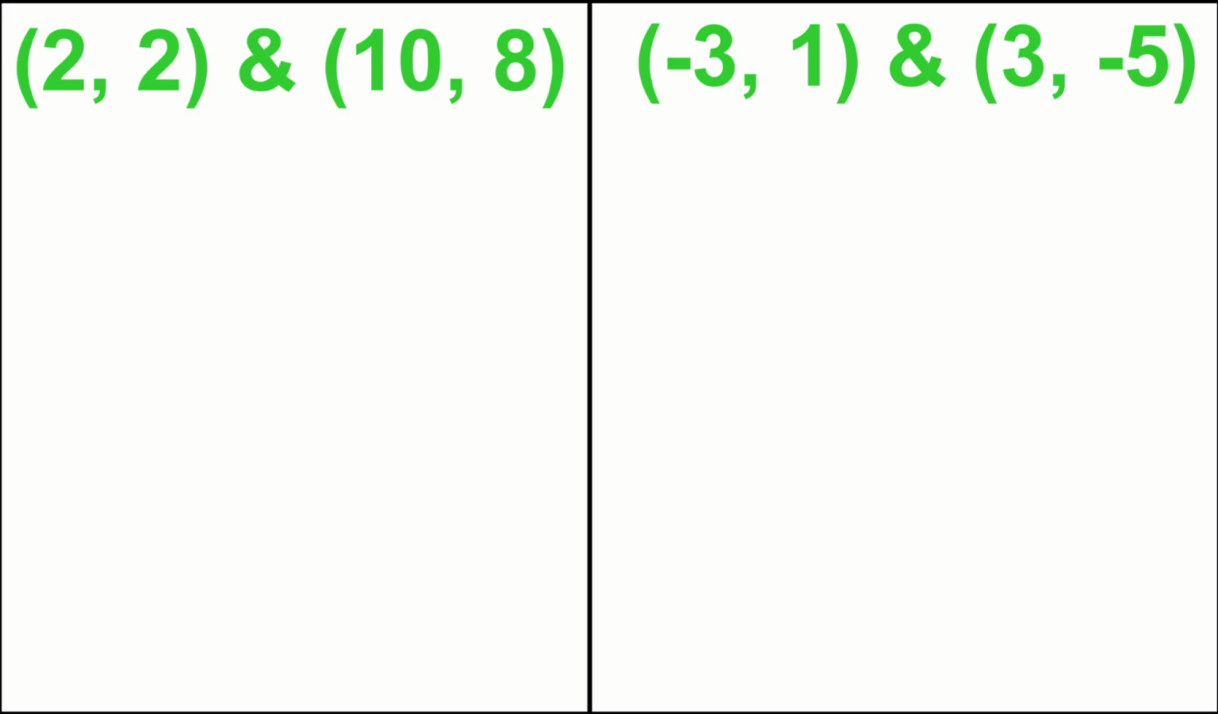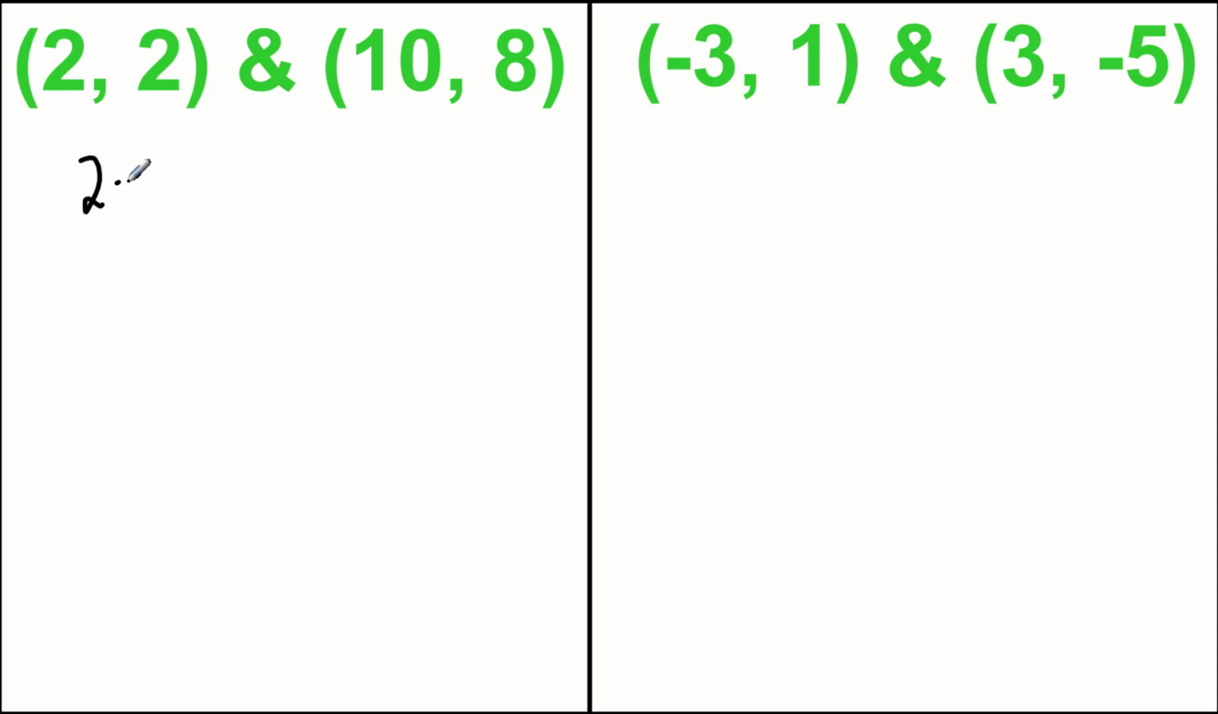Anyone think they got the slope for the 2 points on the left? Greg? You simplify. Zay? 3/4.